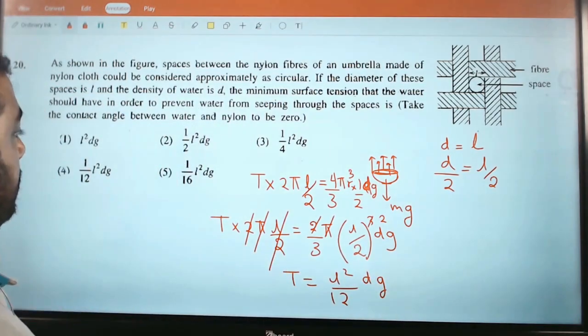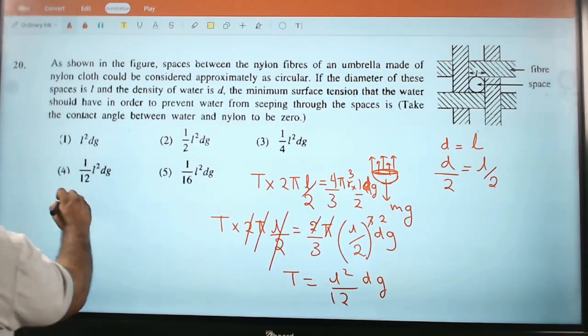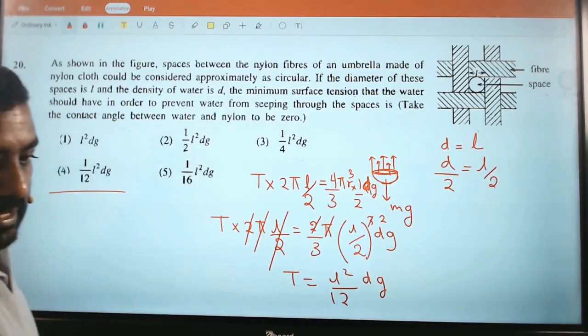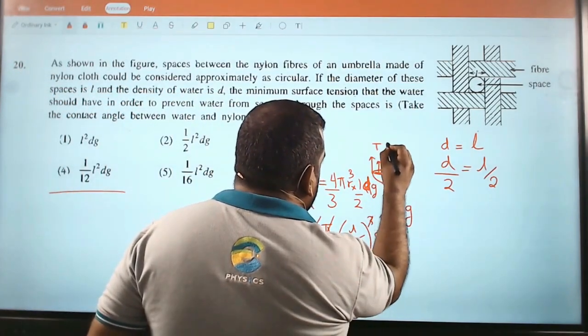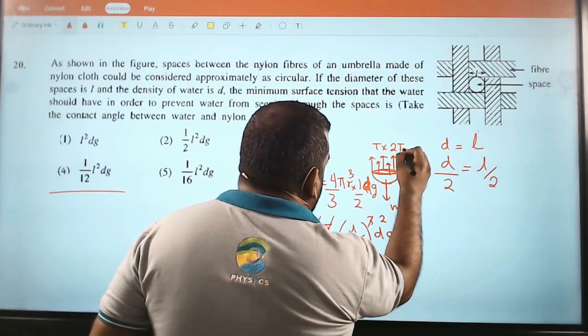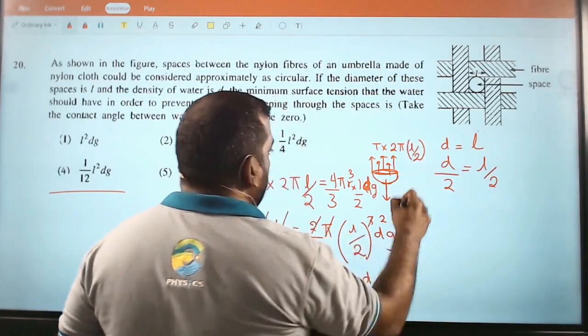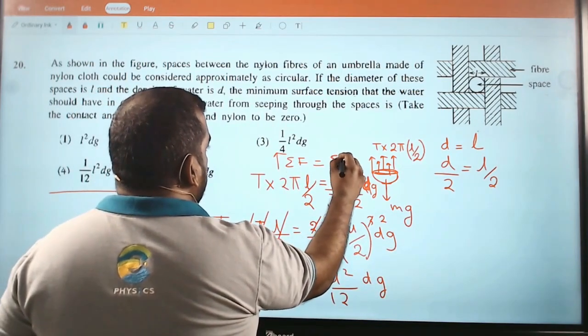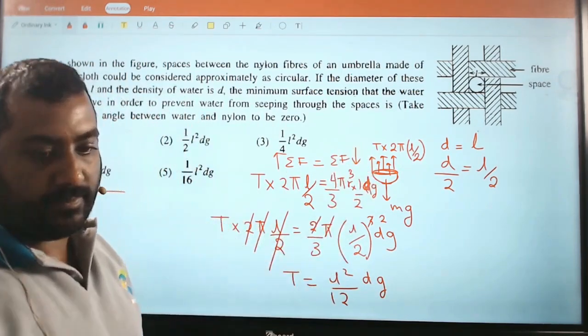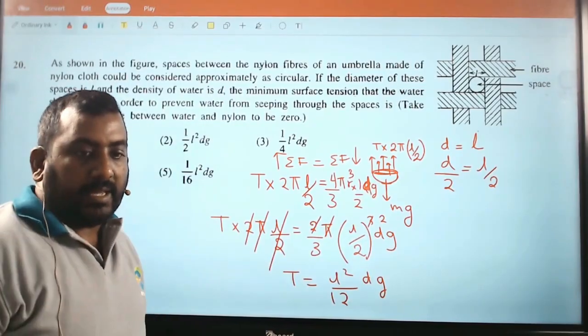What are they asking? Surface tension. L squared over 12, L squared over 12, d g. The correct answer is answer 4. So this is like a hemisphere. The hemisphere weight is balanced by the surface tension force. 2 pi radius, where the radius is L over 2. So the sum of forces in the upward direction balances the sum of forces in the downward direction.